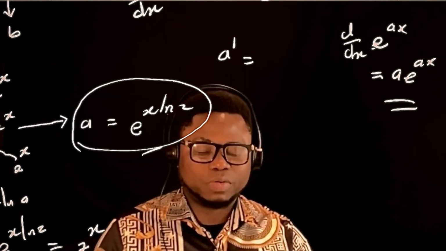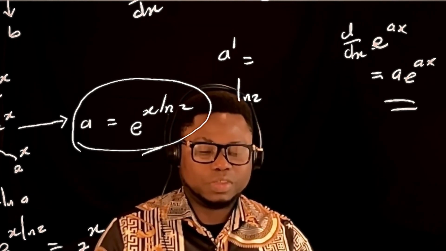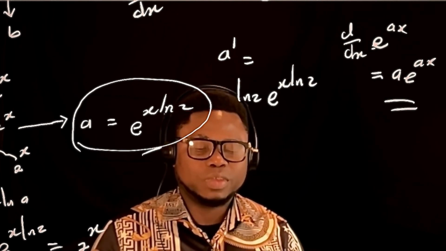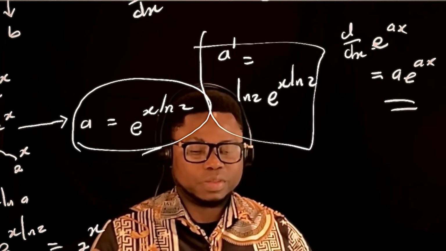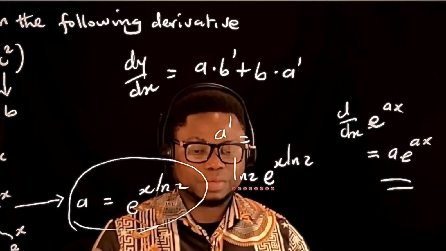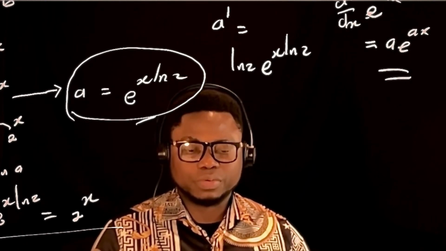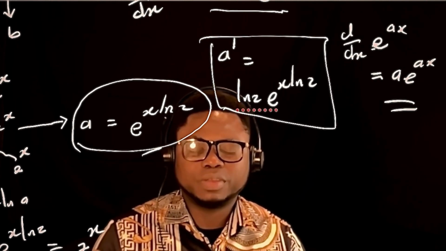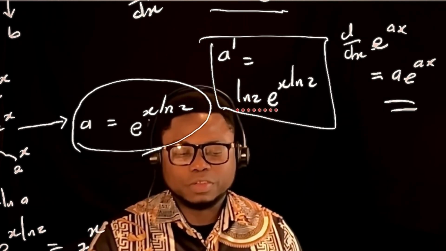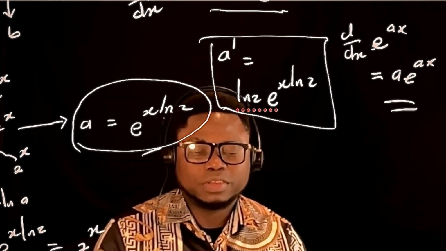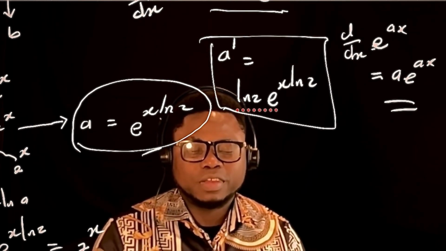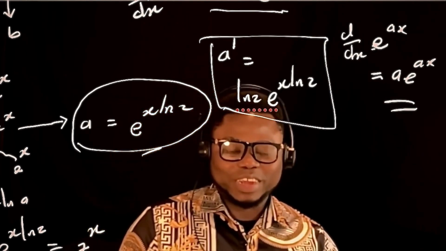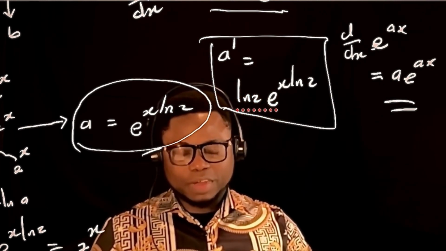So finding a prime here, I'm going to have ln 2 e raised to the power of x ln 2. That is the derivative, that is a prime. So I'm going to use this a prime now here in this product rule. So this is the a prime. It's very important to remember ln 2 times e raised to the power of x ln 2. That is the a prime, that's the derivative of a. So that's why I said that it's not easy. We have to do some work.